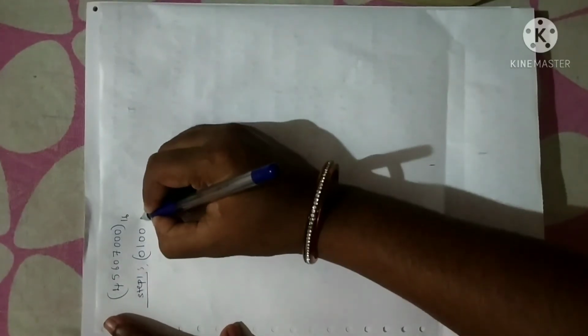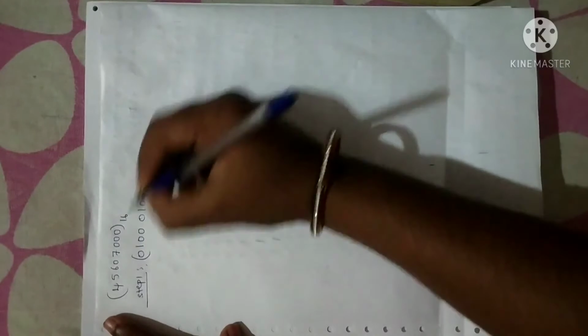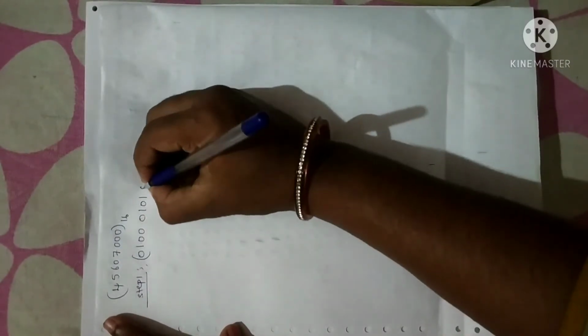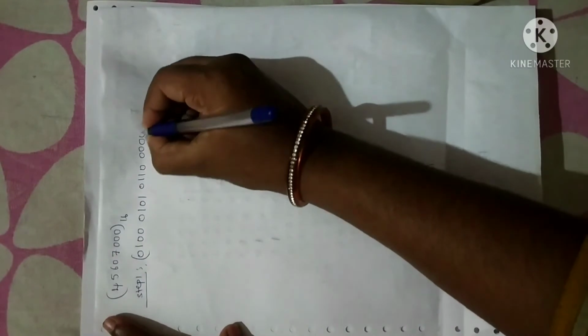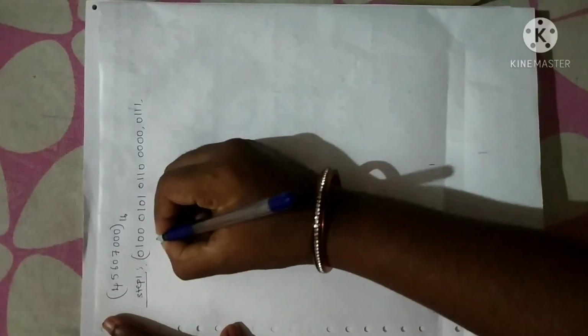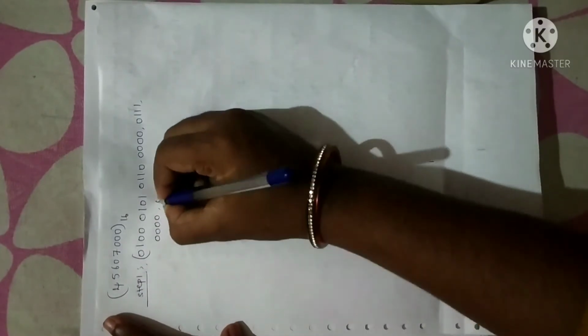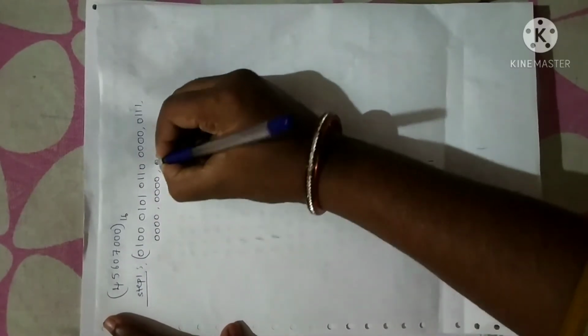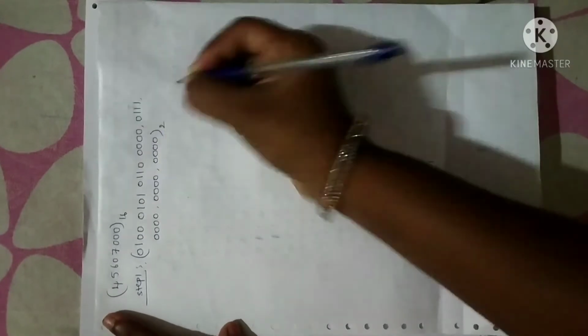So 5 can be written as 0 1 0 1. Similarly, 6 can be written as 0 1 1 0. Next, 0 can be written as 4 zeros. Fine. 7 can be written as 0 1 1 1. Next 3 pairs of 4 zeros we have. 1 pair, 2 pair, 3 pairs. So this is what the required binary number is. So step 1 is completed.